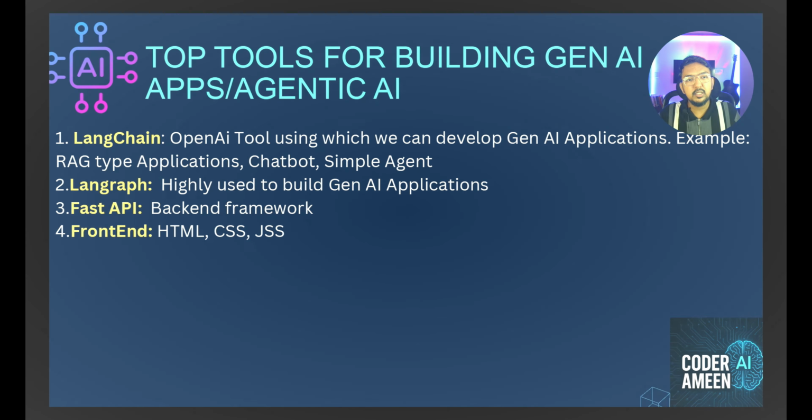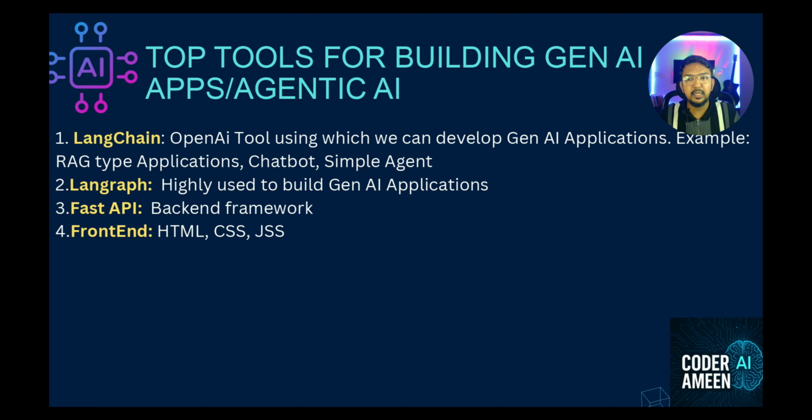Fine. Let's discuss the top tools which are used for building Gen AI applications as well as AI agents. There are mainly two tools. One is LangChain and another one is LangGraph. LangChain is basically from OpenAI, which helps to create generative AI applications. Also, we use it to create RAG type of applications, chatbots and simple AI agents. Similarly, we have LangGraph. LangGraph is mainly used for generating AI applications.